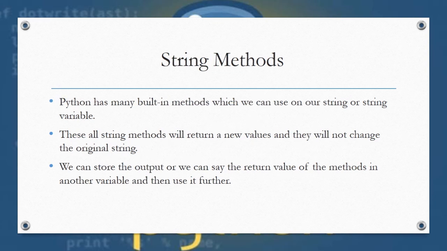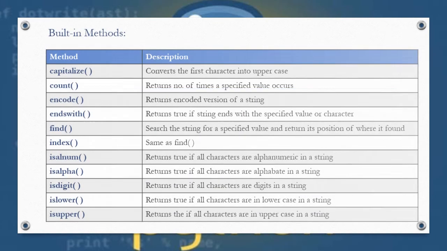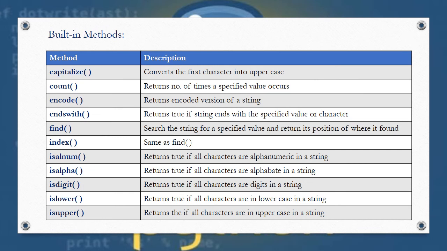Now let's see how many built-in methods Python gives us, and what the description and use of those methods are. The capitalize function will convert the first character into uppercase. The count function returns the number of times a specified value occurs. The encode method returns an encoded version of the string. The endswith function returns true if the string ends with the specified value or character.